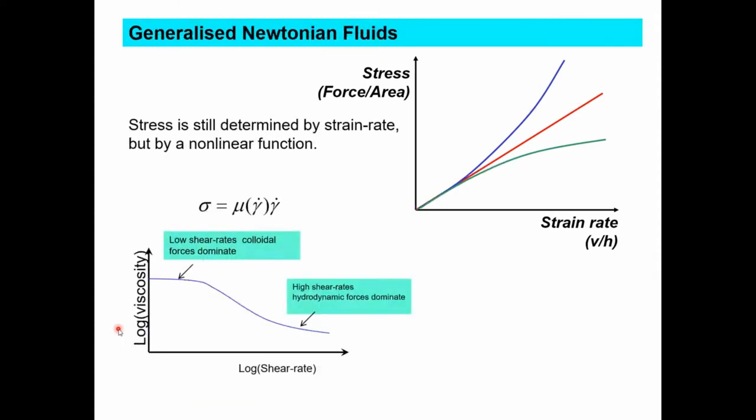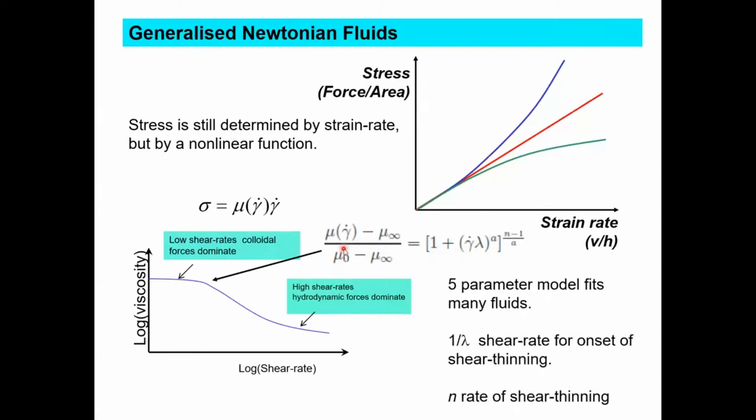Okay, so how do we describe these things? Well, we can essentially put in whatever function we like to describe the viscosity. So we've now got a viscosity that's shear rate dependent. And typically for a shear thinning material, you might want something like this, so that the viscosity is high at low shear rates, low at high shear rates, and then there's some region in between where it does the shear thinning. This is a sort of typical function that people use. It's got lots of constants, so you can fit almost any material that you like.